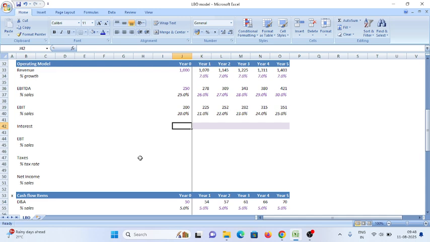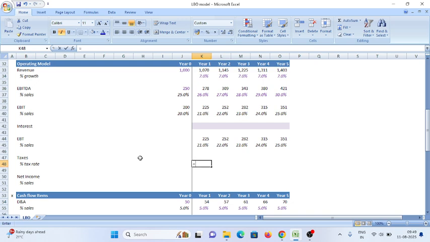The interest we will calculate later because we calculate that in the debt schedule. We have it in the down section. So let's complete our income statement first. Your EBIT minus interest gives you earnings before tax. Calculate EBT margin, that's as percent of revenue.